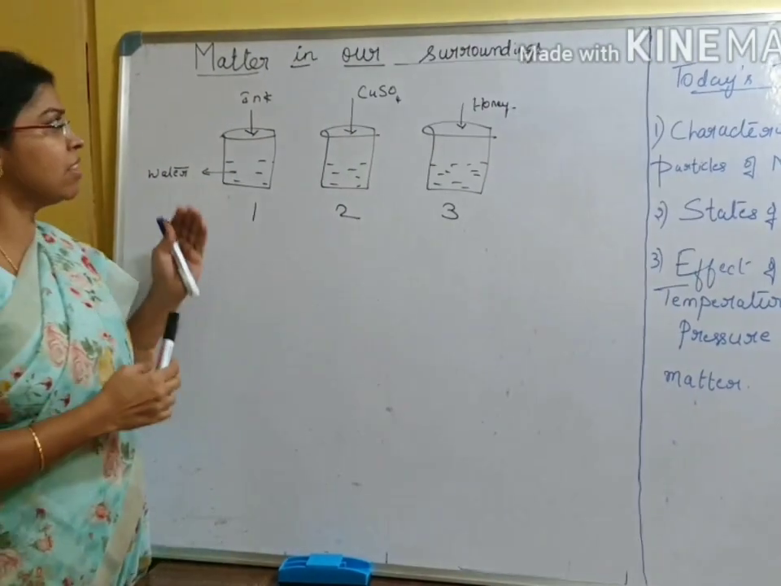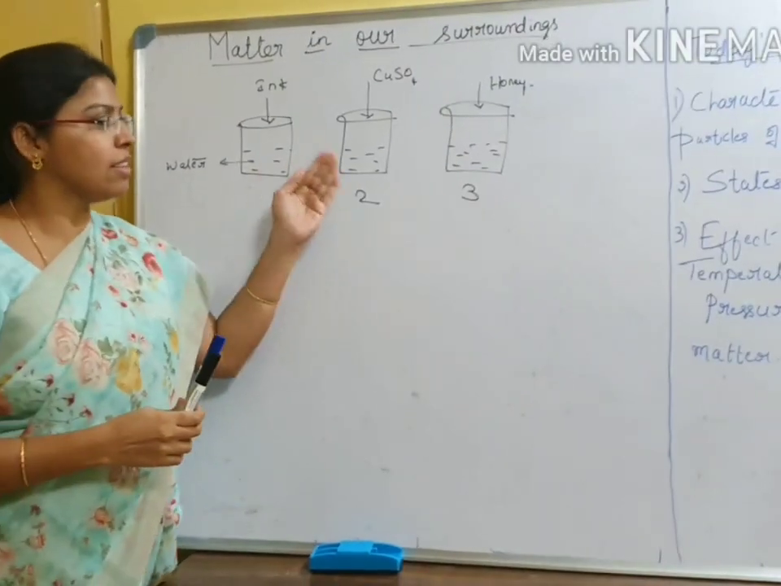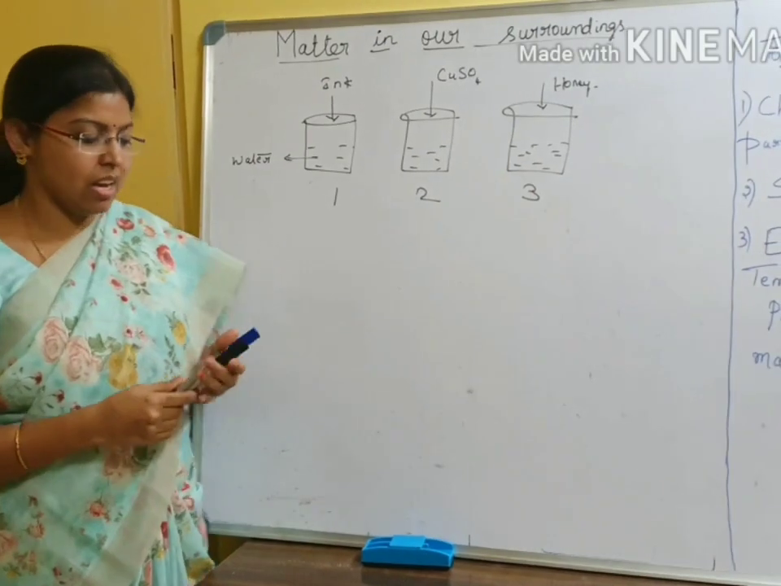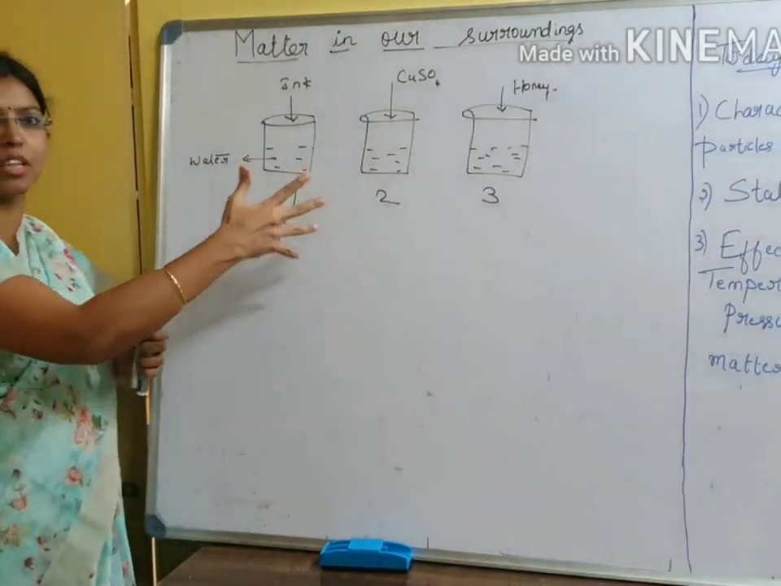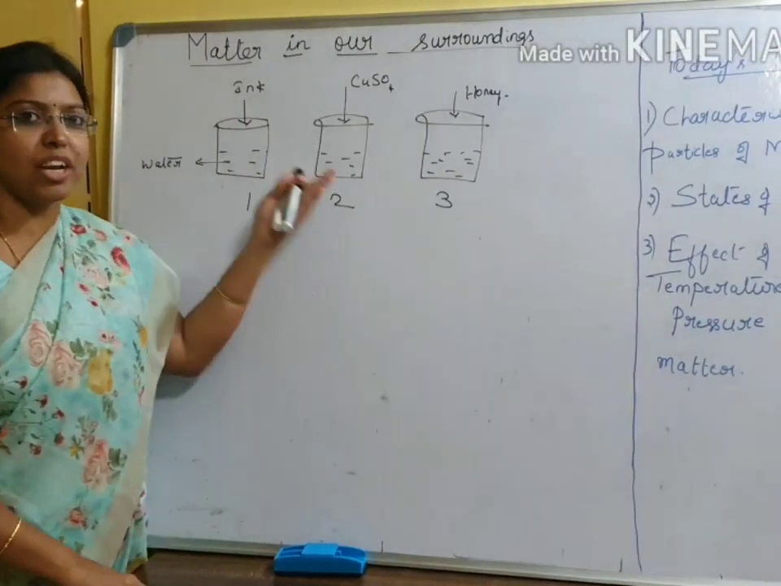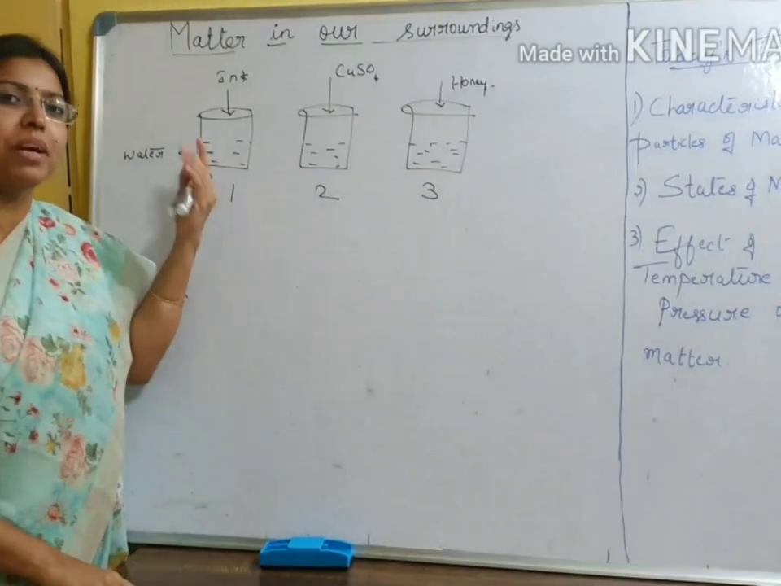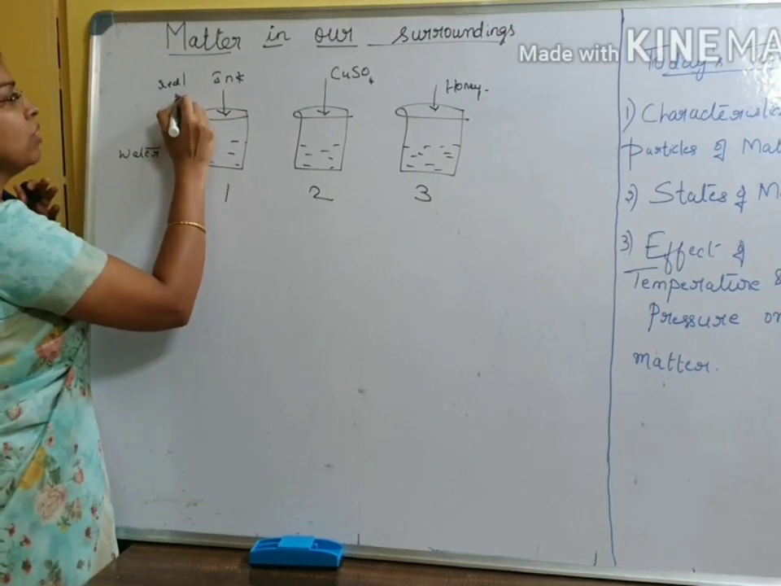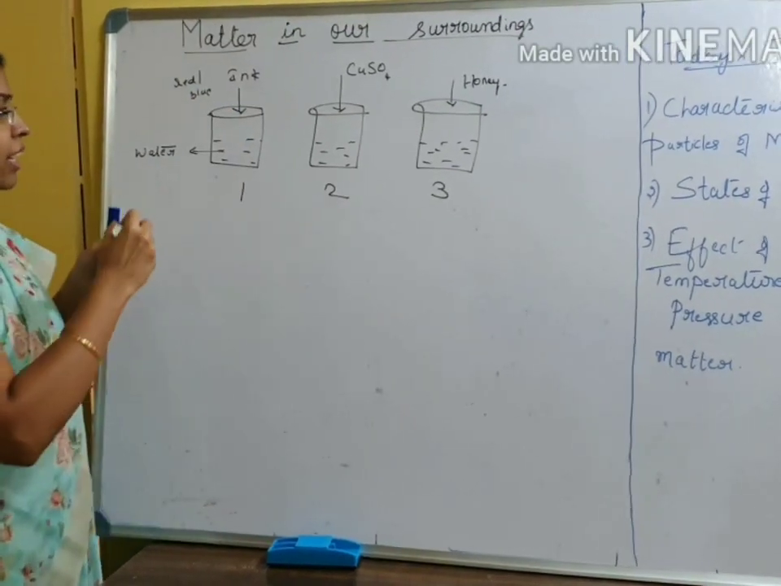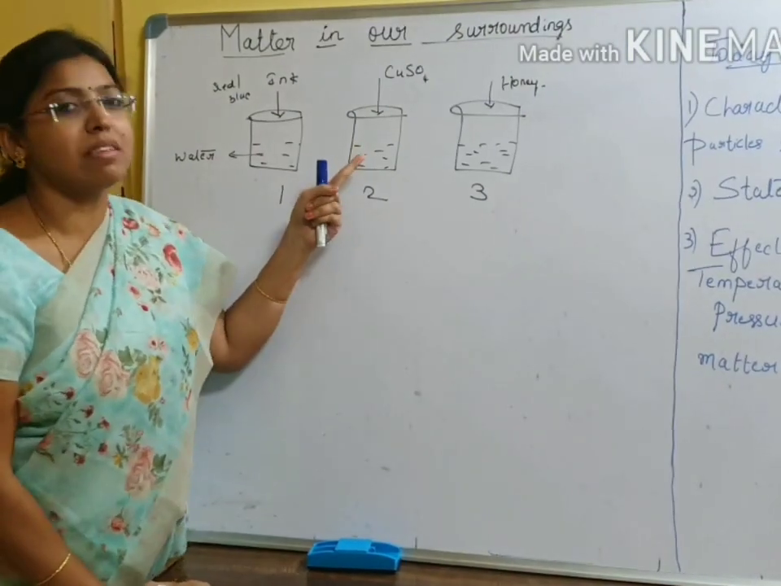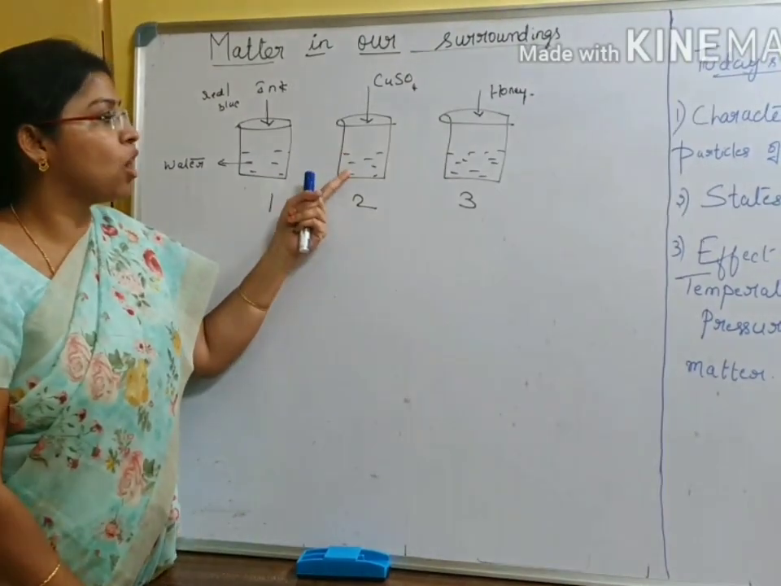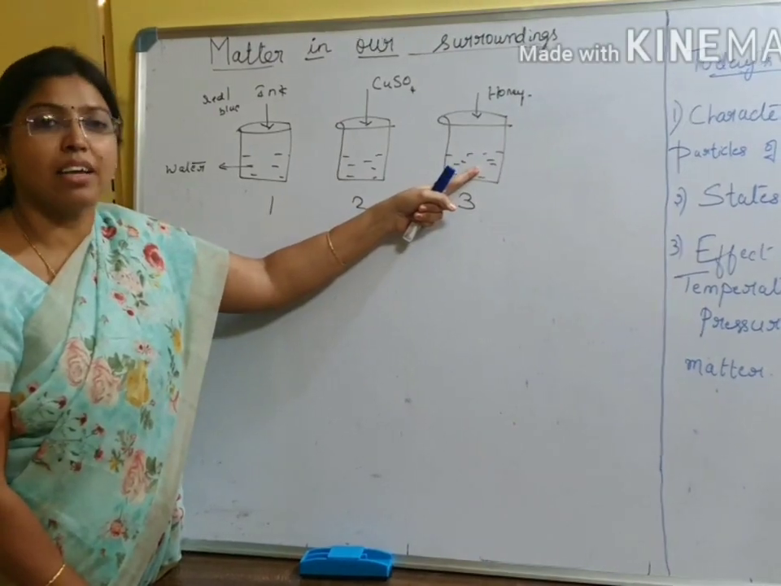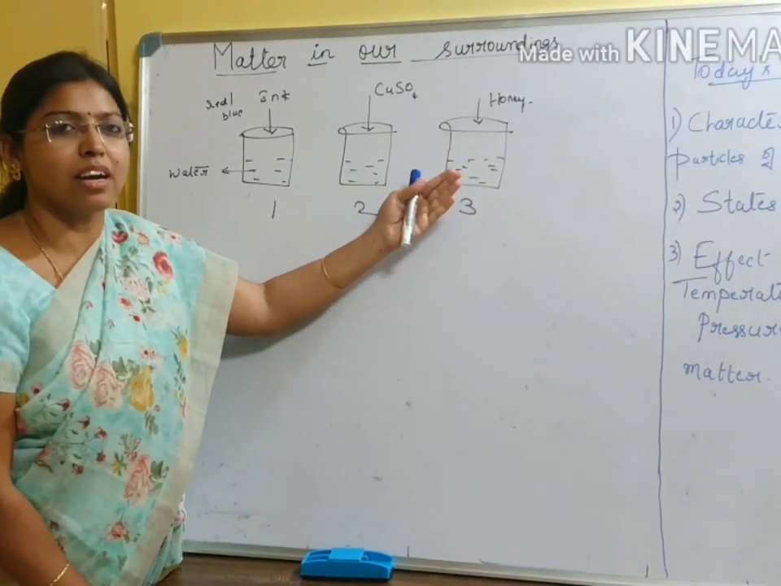So what happens after some time when we drop all these things into the particular beakers? What are the changes that we can see? We can see that there will be a color change in the beakers. The water color changes in the first one because we have dropped either red or blue ink. Copper sulfate is blue in color, so when we drop copper sulfate solution into the water, even the water color changes to blue. Whereas with honey, there will not be much change in the color of the water.